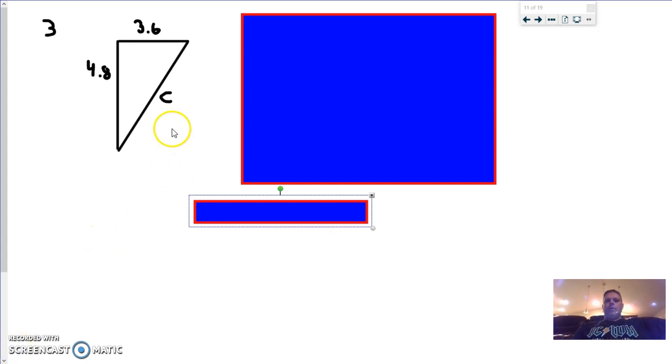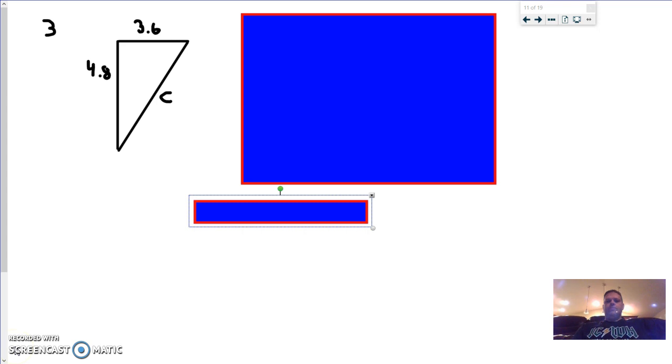In our third example, we are again finding side C. One side is 3 and 6/10, 3.6. The other side is 4 and 8/10, 4.8. Please pause the video, have students see if they can solve this, and start the video when they are done.